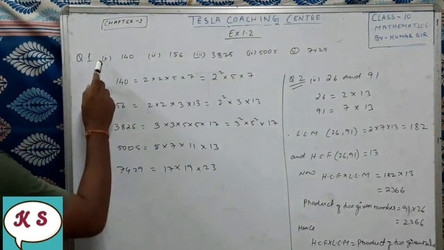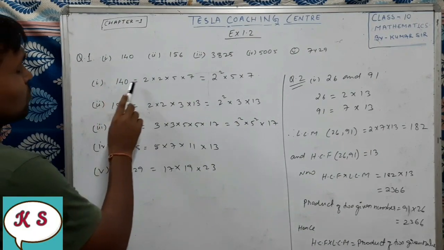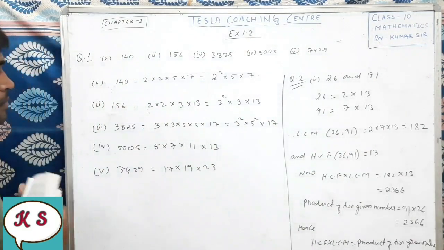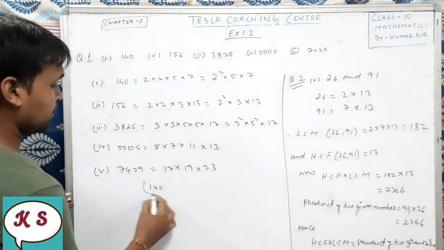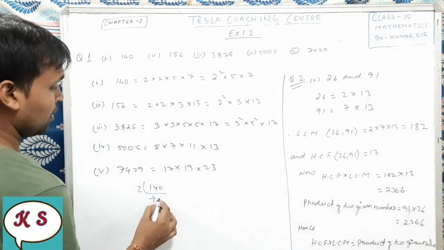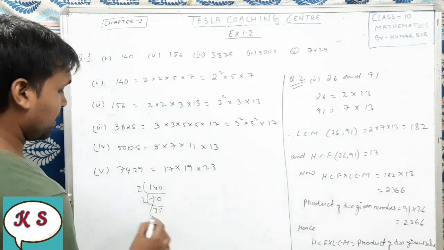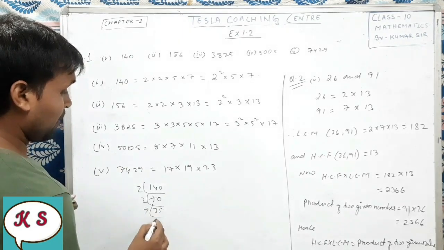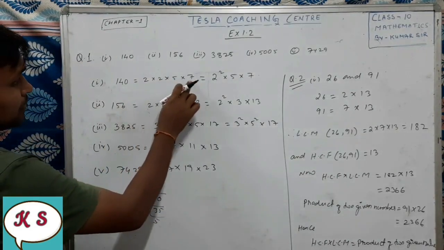Express each number as a product of its prime factors. So we are on question number 1. They are telling us to express each number as the product of its prime factors. Here, question number 1 is 140. If you take the LCM of 140, how will it come? 140 divided by 2 is 70, then 35, and then 7 into 5. So we have written 2 into 2 into 5 into 7.